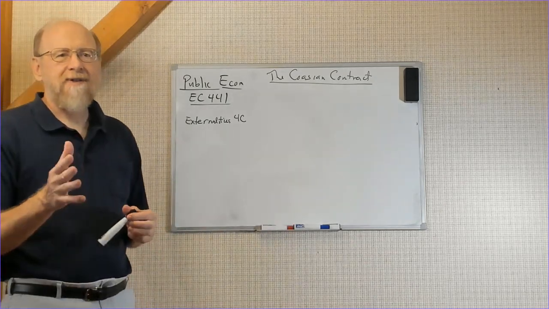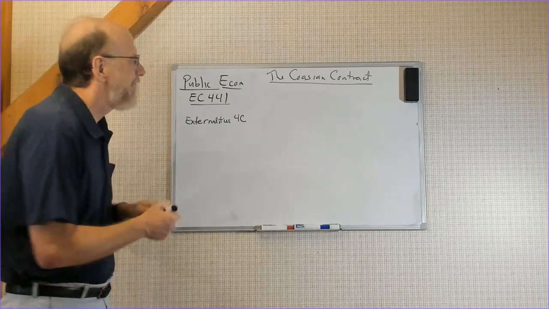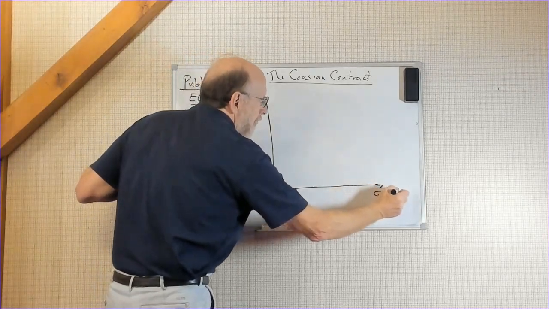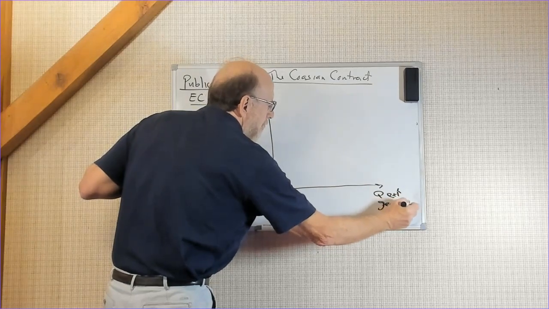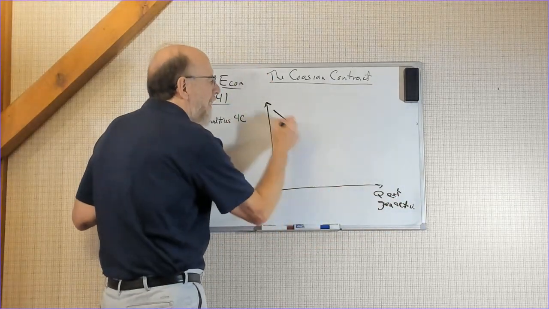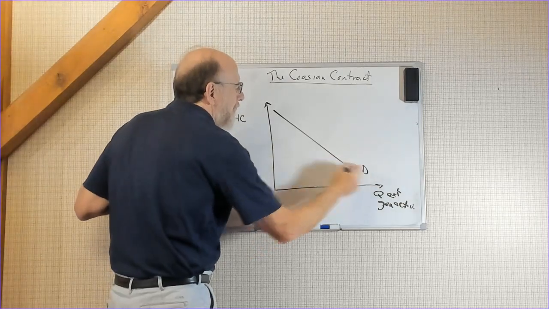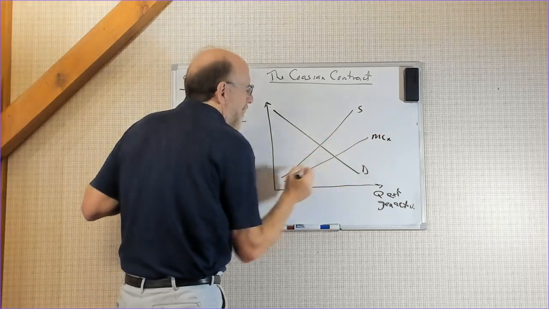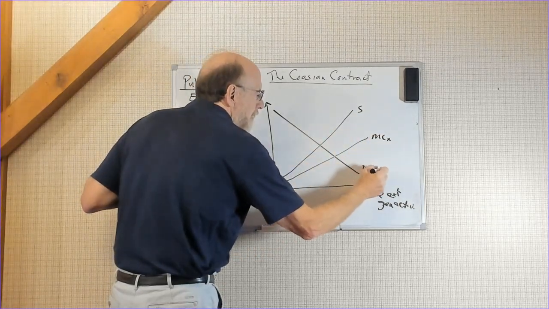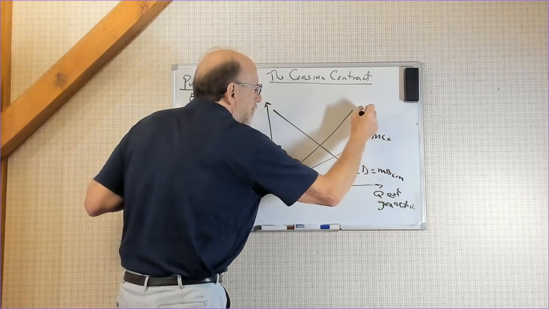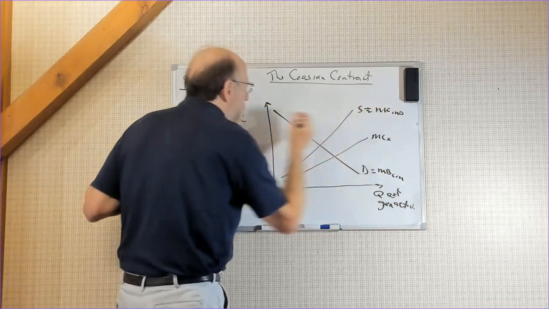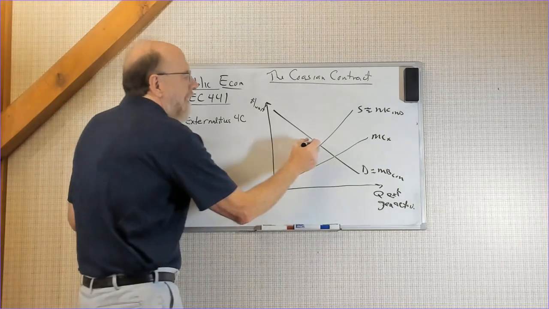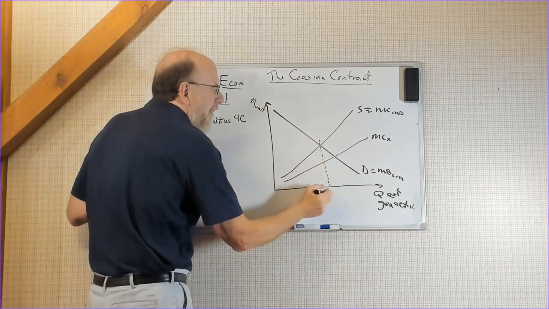So let's draw an externality problem and go through Coase's reasoning. You've got some demand curve, some supply curve, some external marginal cost. And left to its own devices, the market outcome will be here.